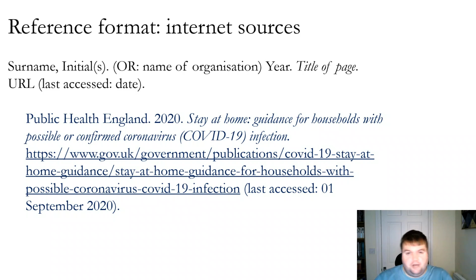And so, for example, you might refer to government documents. Here's an example of a government document about COVID. And this would be how you'd reference it in the references list. If you don't have the name of the author, often, especially with big organizations like governments, you don't know the name of the person or people who wrote the document. Often you just know it's published by the name of an organization. And so in this case, Public Health England would be the name of the author, and then the year.